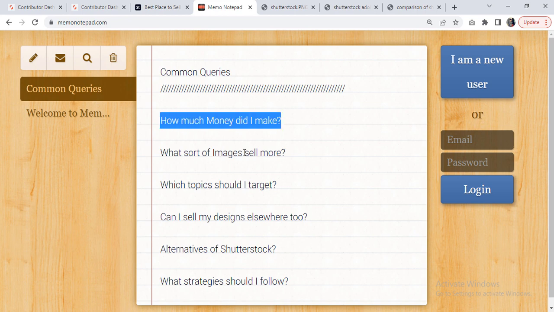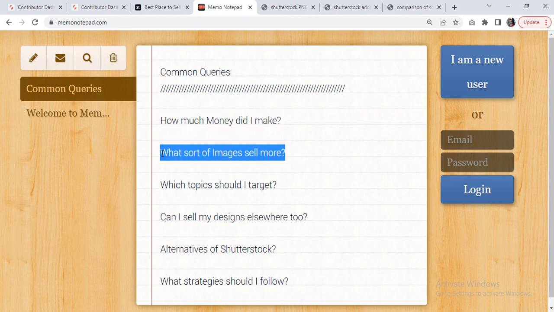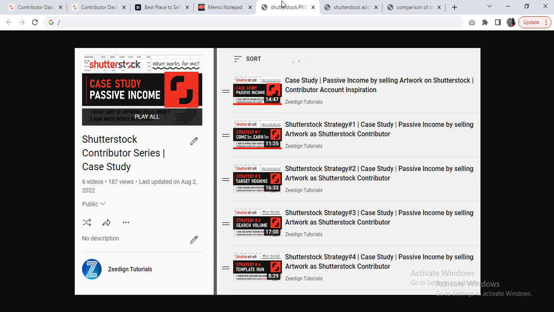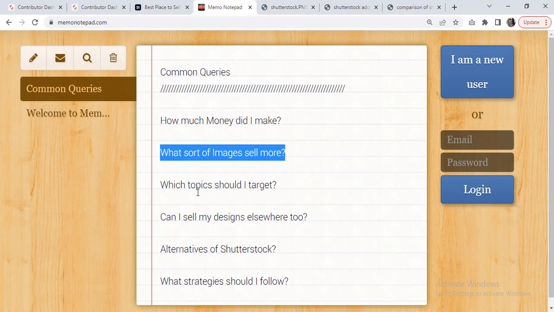Similarly, what sort of images I sell and which sort of images are selling more, I have shared this information as well. Again, you will have to go to this particular Shutterstock playlist, and I will drop the link in the description so you could check that out from there. Similarly, which topics should I target? What sort of designs should I sell? And can I sell my designs elsewhere?